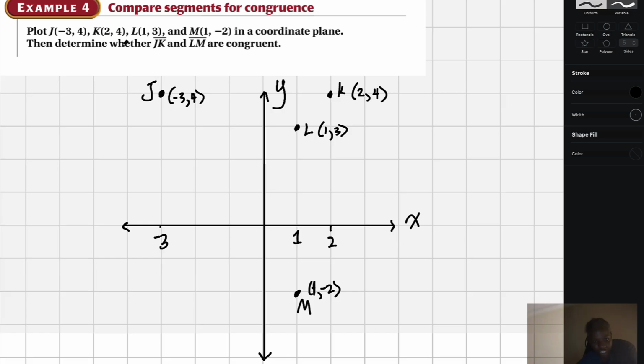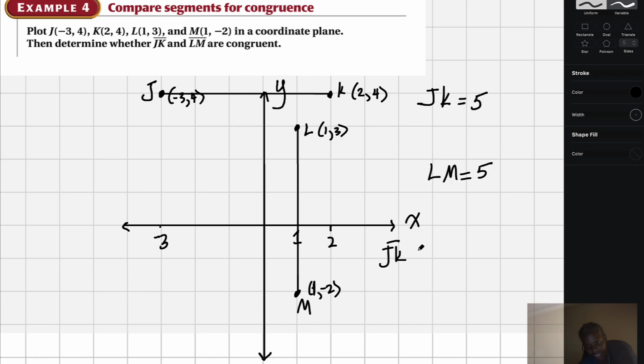And so now the question is, in a coordinate plane, determine whether JK and LM are congruent. So let's draw JK. And let's draw LM. And let's see, do we think they're congruent? Let's count the distance between them. 1, 2, 3, 4, 5. It looks like JK has a length of 5. And 1, 2, 3, 4, 5. LM also has a length of 5. So I would say JK is indeed congruent to segment LM.